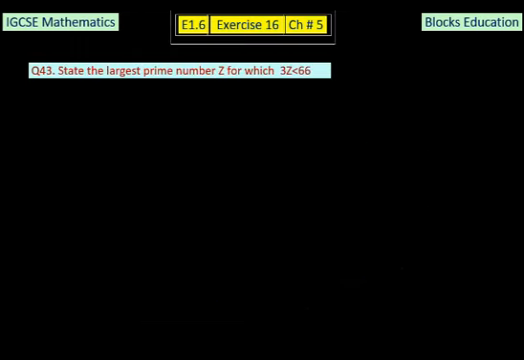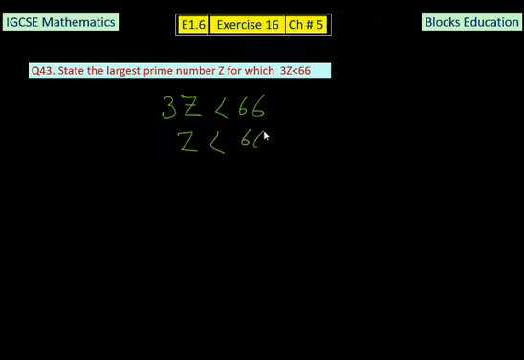In question number 43, it says state the largest prime number z for which 3z is less than 66. So you have to state the largest prime number z, and the condition is 3z less than 66. So of course we have to make z alone. So we'll take 3 to the other side, it will be divided there. So 66 over 3, and 3 twos are 6, 3 twos are 6, 22. It means that z is less than 22, right?